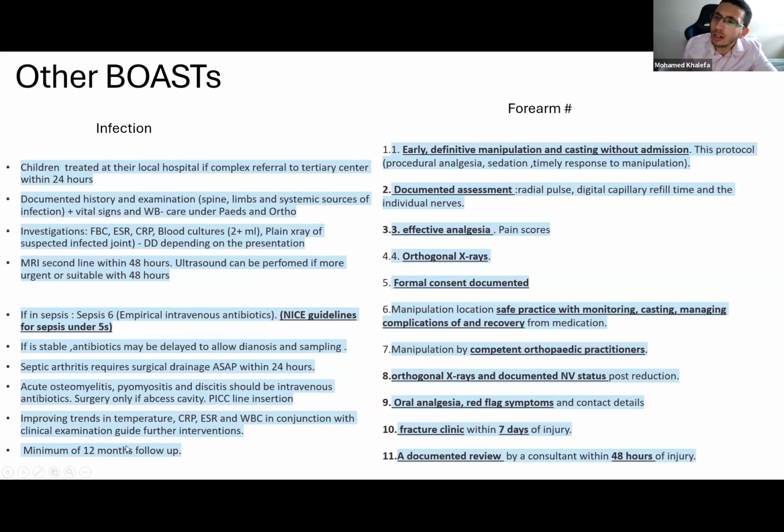Why? Because you're worried about AVN of the hip, for example. You're worried about septic arthritis sequelae or recurrence of infection. So the infection recurrence or sequelae of infection. This is why you follow them up for at least a year.